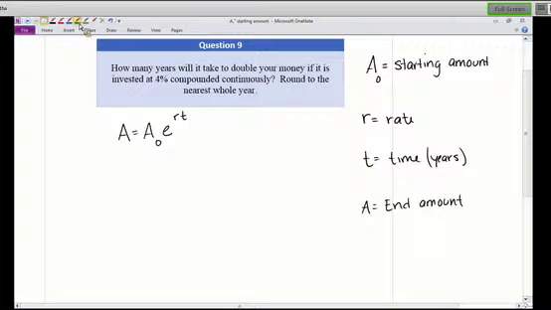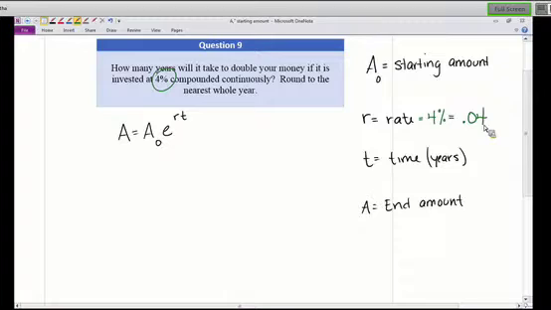Okay? Now, when we read the problem, they're asking us how many years it will take to double your money if it's invested at 4%. So this 4% here represents our rate. So our rate is 4%. Now, when we're substituting this into our formula, we have to represent our percent as a decimal. So 4% as a decimal will be 0.04, not 0.4. It's a common mistake that students make. 4% changed to a decimal is going to be 0.04.